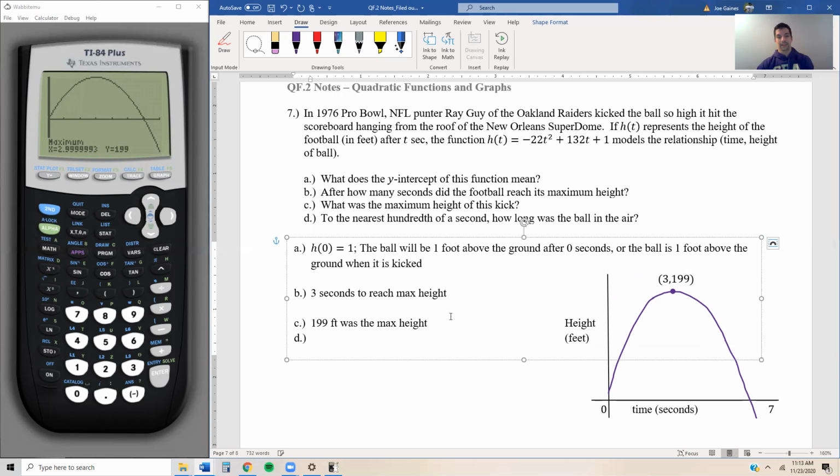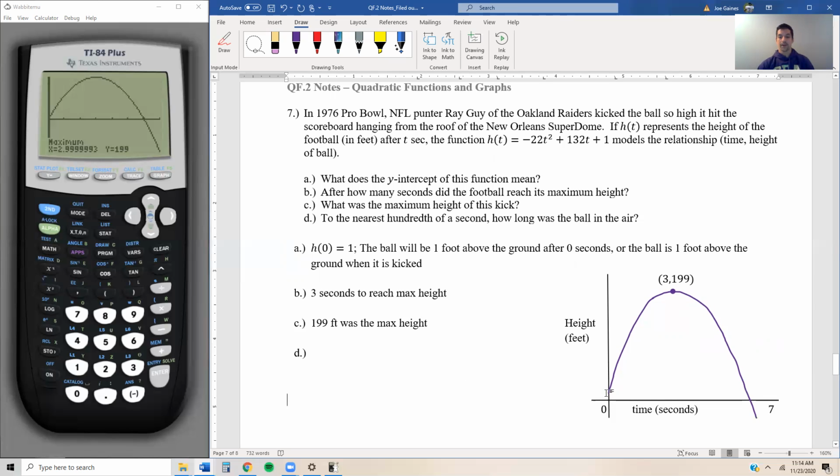In D, it says to the nearest hundredth of a second, how long was the ball in the air? So now this is a question that's branched out a little bit. This question is not going to have anything to do with the maximum height. It wants to know how long was the ball in the air to the nearest hundredth of a second.